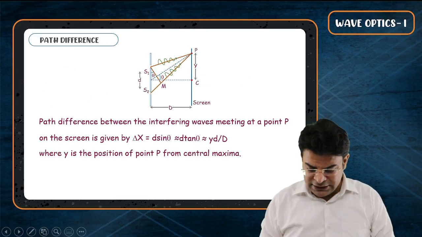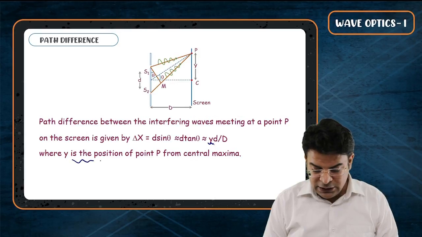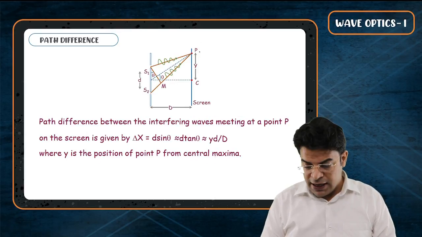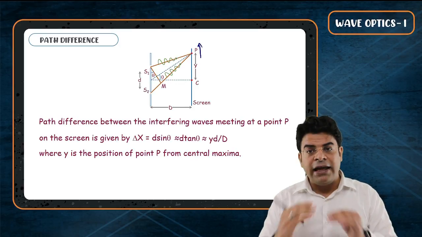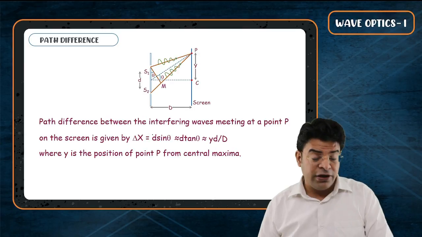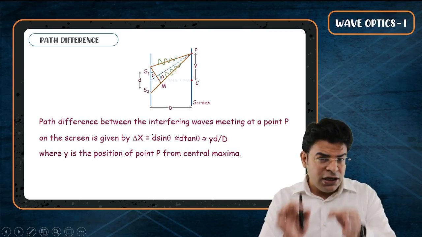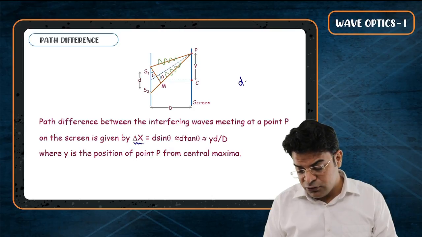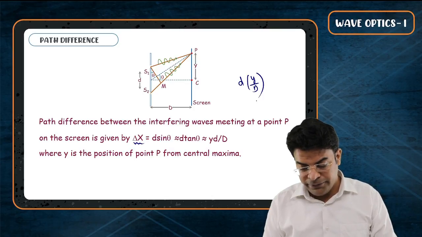We need to understand that here y is the position of the point P from the center maximum. So as you keep on going away, y keeps on increasing. As the y keeps on increasing, the path difference keeps on increasing. And I tell students, this is the one thing that they should know by heart. The path difference equals d into y by D.